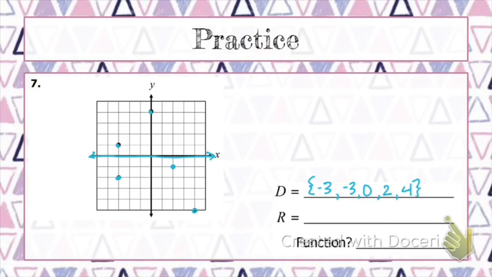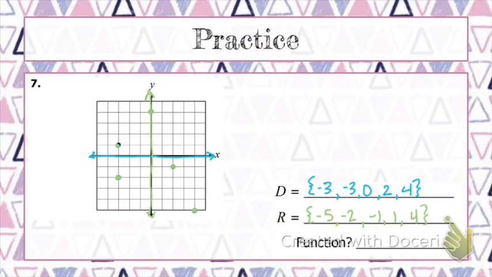So now let's list our range. And on the range, we care about the y-axis and where it falls vertically. So now we're going to start from bottom to top. That way we have them in order from least to greatest. So this point is at -5. This point is at -2. This point is at -1. This one is at +1. And this one is at +4.